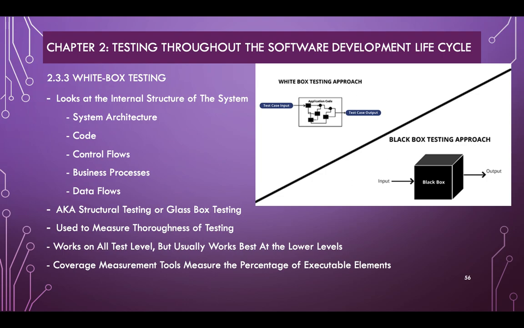While white box testing can be performed at any test level, it usually works best at the lower levels, like the testing of individual components or their initial integration. White box testing uses coverage measurement tools, which are tools that measure the percentage of executable elements. This means that it measures the percent of the functions in the code or the tasks that can be performed on the site.